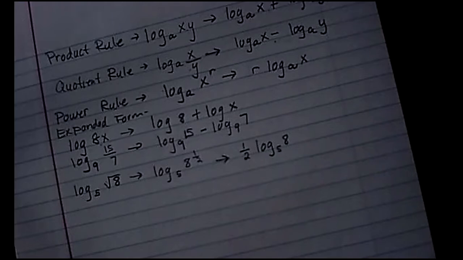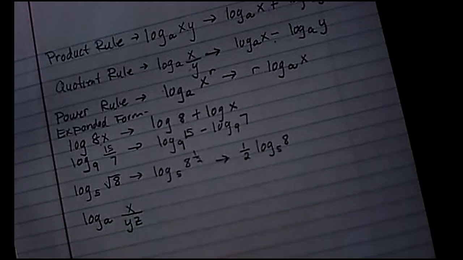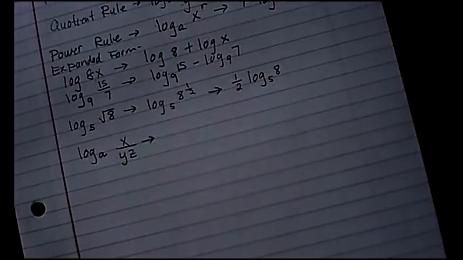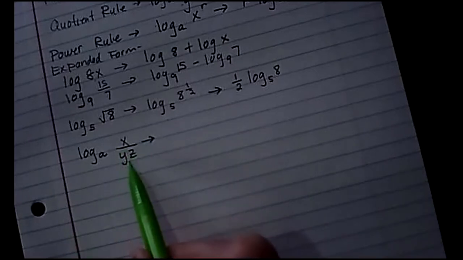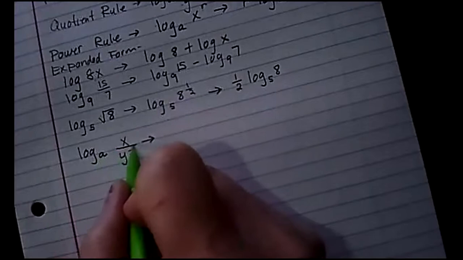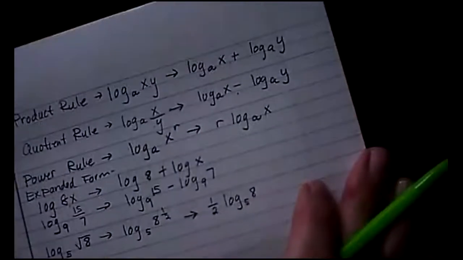Let me give you one here to try. Let's say we had this, so we're going to put a combination together here. Log base a of x over yz. If you want to pause this and try it and come back, I'll go ahead and solve it. First of all, we notice that we have a division and also a multiplication. I'm going to start with the quotient because that's a division to begin with.